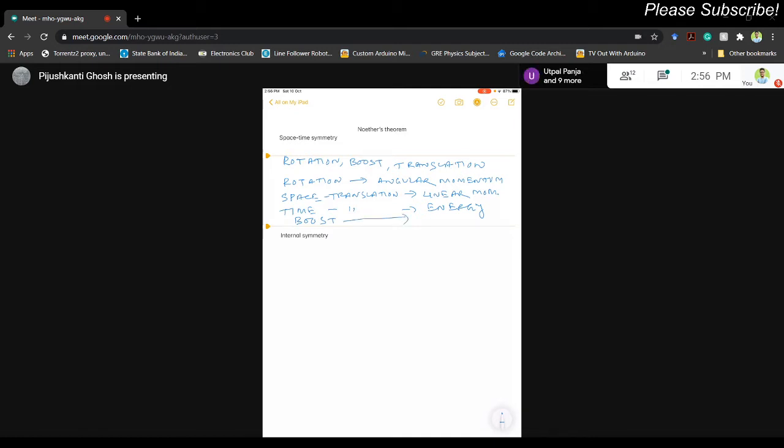Now, have you heard these things, that under rotational symmetry, you get angular momentum as the conserved quantity. Under space translation, you get linear momentum as the conserved quantity. Time translation, you get energy. Are these familiar to you? Yes, sir. Now, tell me, what about boost? What is the corresponding conserved quantity?